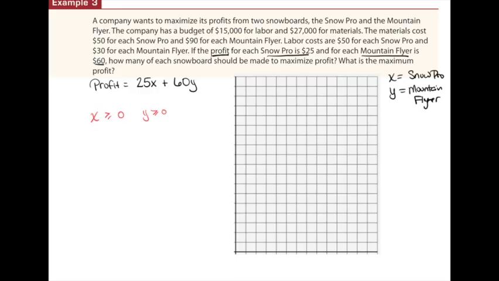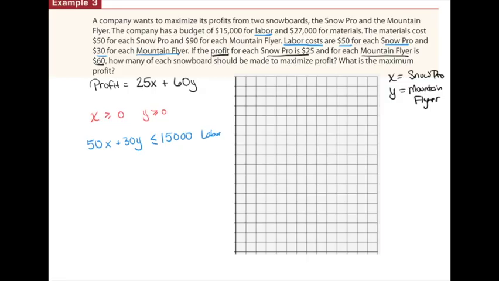What are they? I have a limitation on labor. What is my limitation? I have a $15,000 budget for labor. So all of my labor has to be less than or equal to that $15,000 budget. Now I'm going to find everything that has to do with labor, because this is my labor constraint. Labor cost. I see another sentence here. 50 for Snow Pro, 30 for Mountain Flyer. So I'm going to say 50 for my Snow Pro and 30 for my Mountain Flyer. Those 2 must be less than or equal to my budget for that.